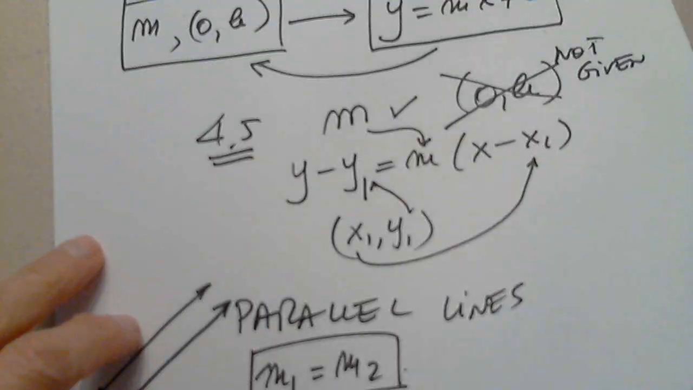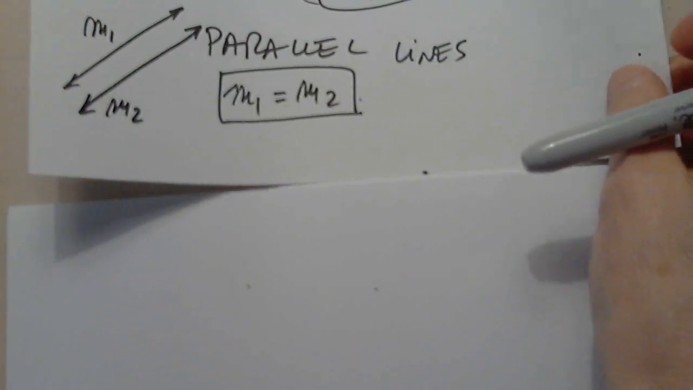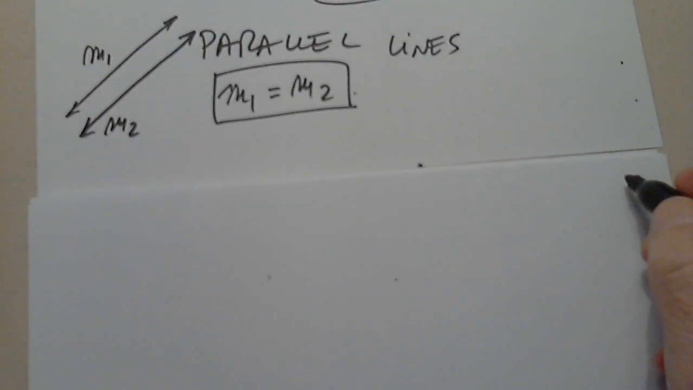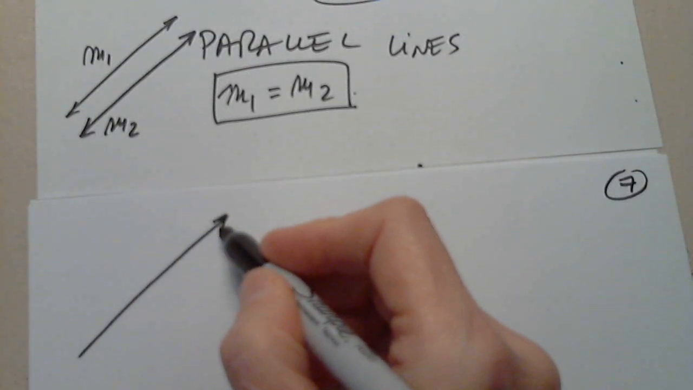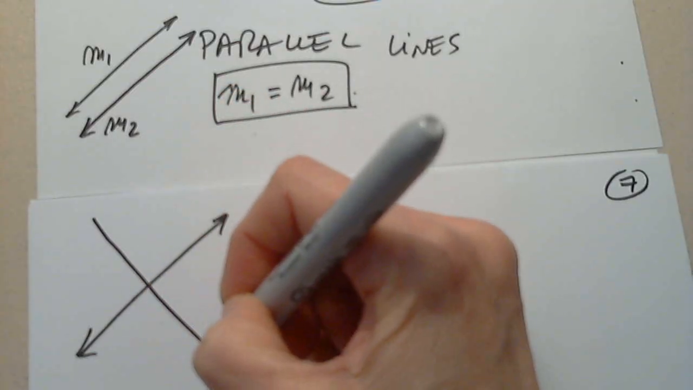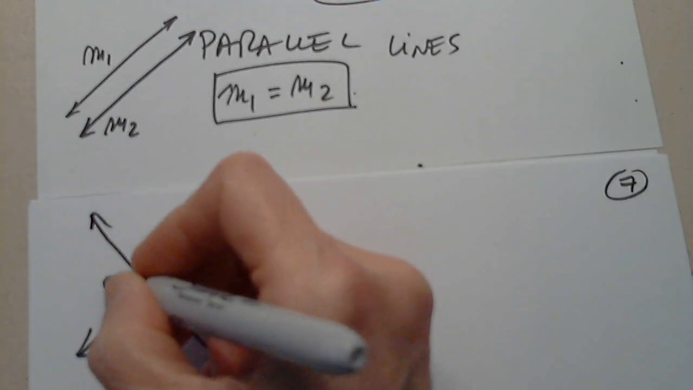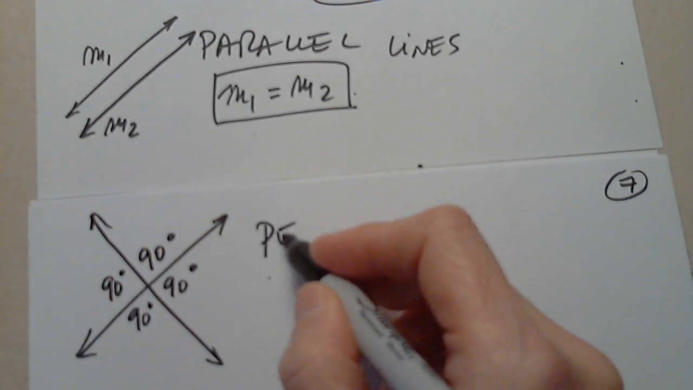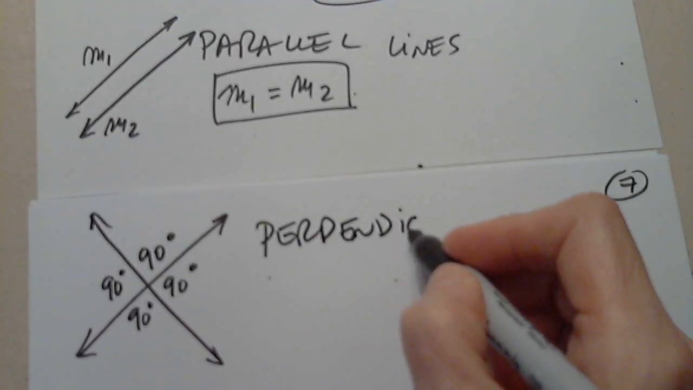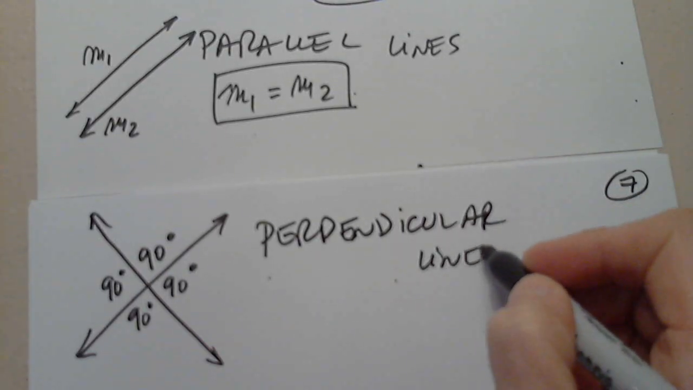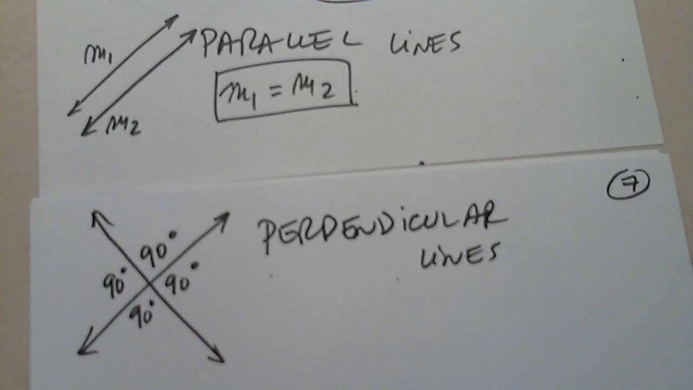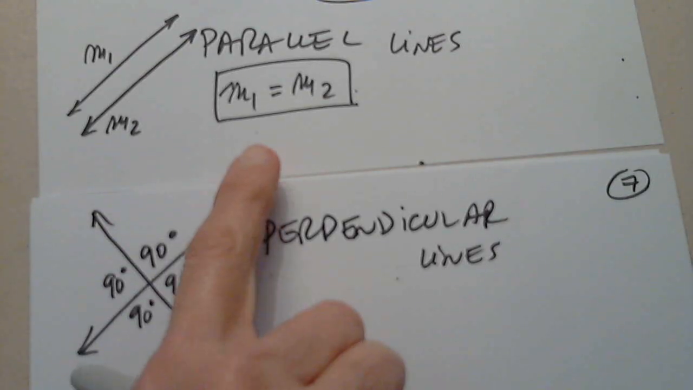We also have something called perpendicular lines. Two lines are perpendicular if they form 4 90-degree angles, and there is a specific relationship between their slopes, and it's not this one.